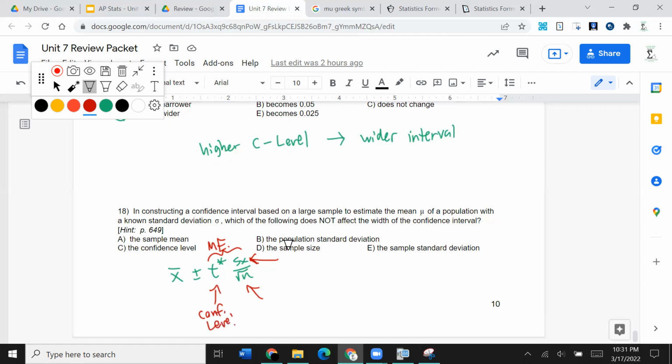The only thing that does not affect the width is this, your point estimate. The margin of error is going to determine how wide it is. The point estimate is just your starting point. So if you have a mean of like 100 and your margin of error is 20, then your interval is from 80 to 120. But if your mean is 50 and your margin of error is still 20, then that width is going to be the same. So the sample mean has no impact on the width of the confidence interval.